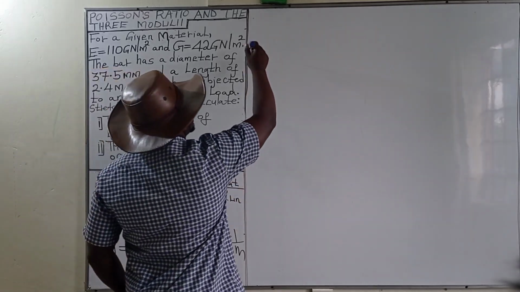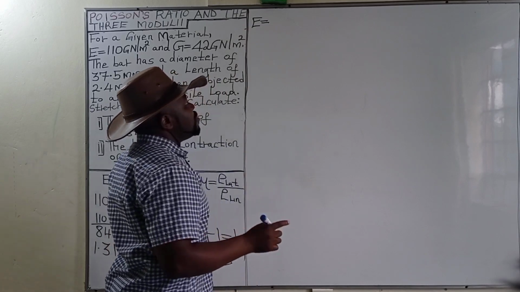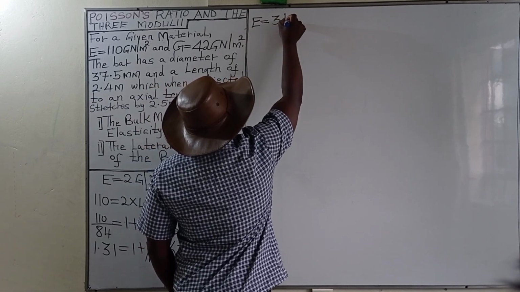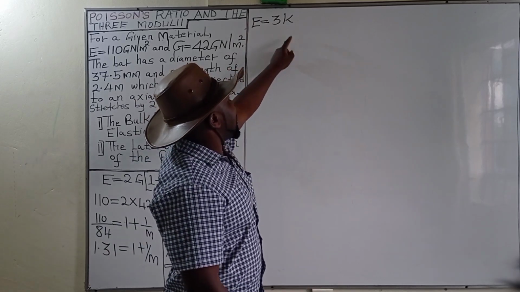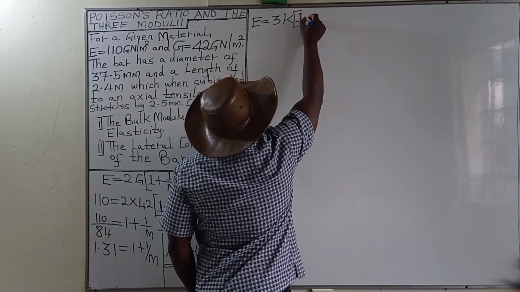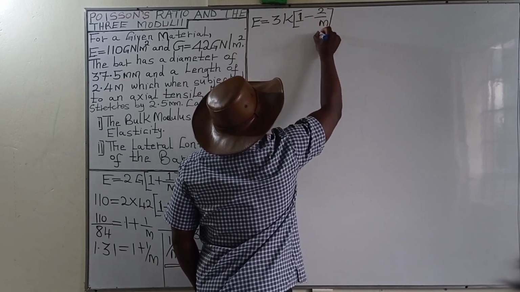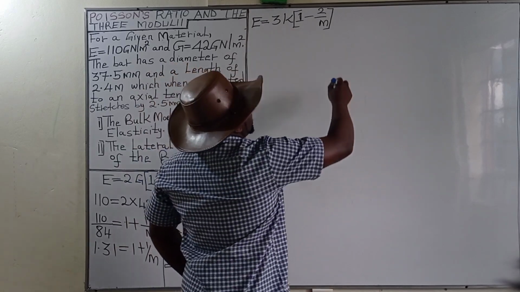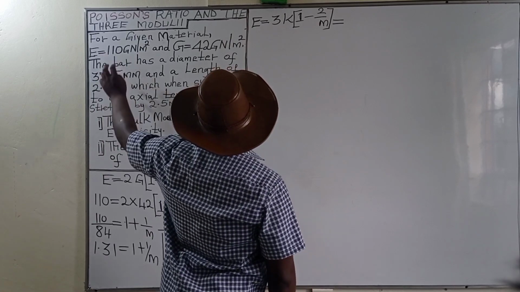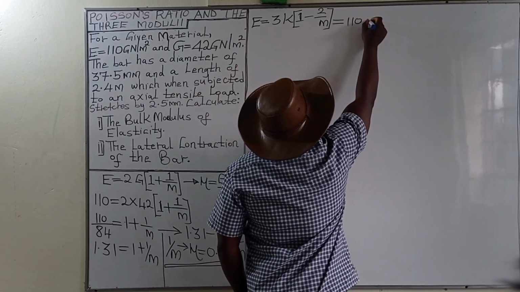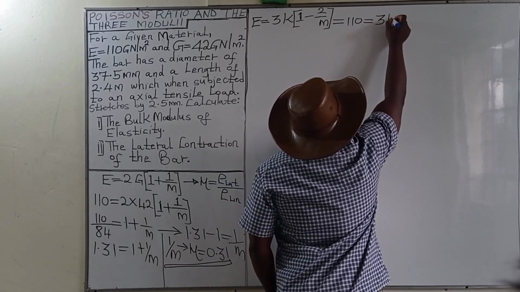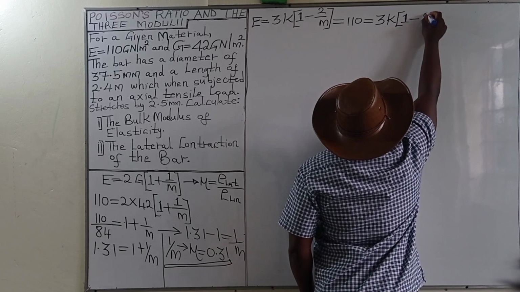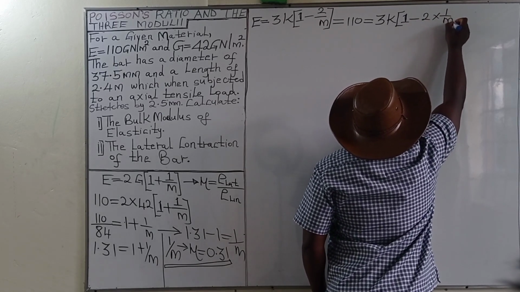Then the relation between the Young's modulus of elasticity and the bulk modulus of elasticity is given by this formula. Young's modulus of elasticity is equal to 3 multiplied by K, the bulk modulus, which is usually denoted by letter K, into bracket 1 minus 2 over m. So that is the relation between the Young's modulus of elasticity and the bulk modulus of elasticity. So we have the Young's modulus of elasticity, which is 110. So we are going to have 110 giganewtons per square meter is equal to 3 times the bulk modulus of elasticity into 1 minus this 2 over m. We can rewrite it as 2 times 1 over m.